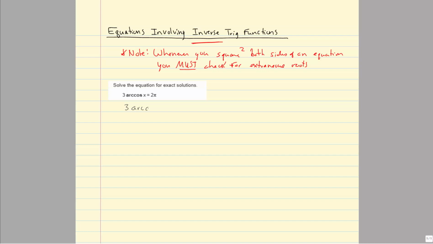3 arc cosine of x equals 2 pi. The first thing we want to do is isolate the trig function, so we'll divide both sides by 3. So I have arc cosine of x equals 2 pi over 3. From here we want to clear this arc cosine and just be left with the x, so we'll take the cosine of both sides. The effect is that we're canceling the arc cosine and the cosine, since they're inverse operations of each other. This is how that will look.